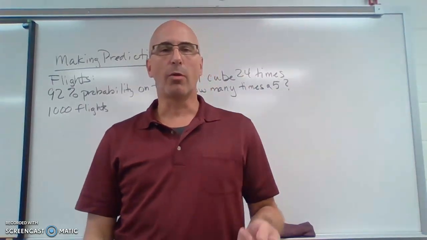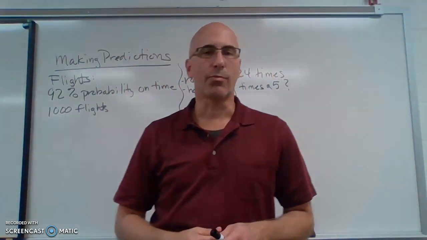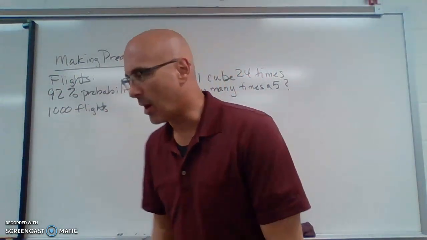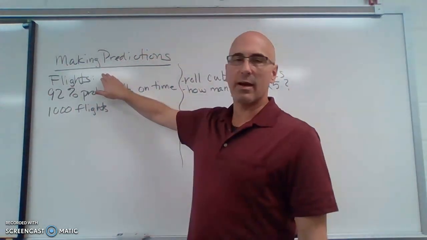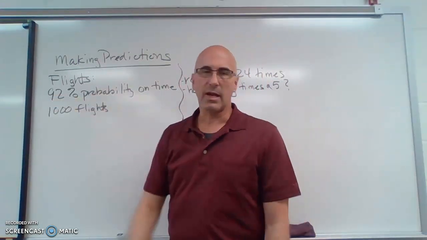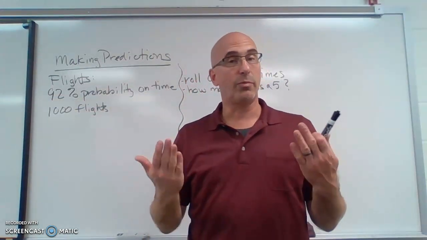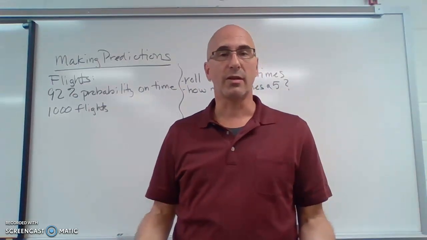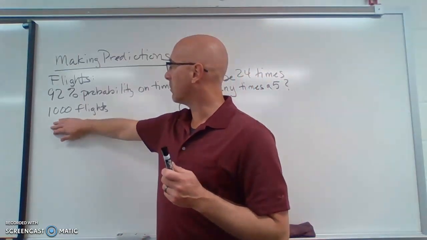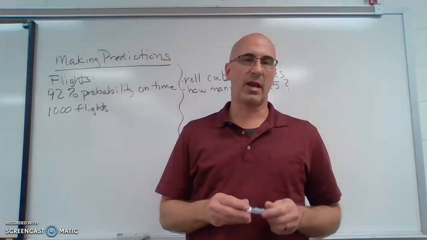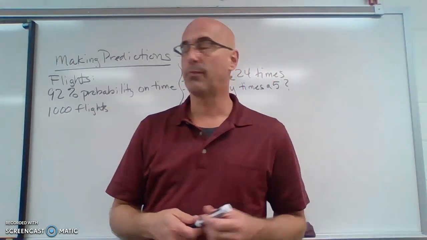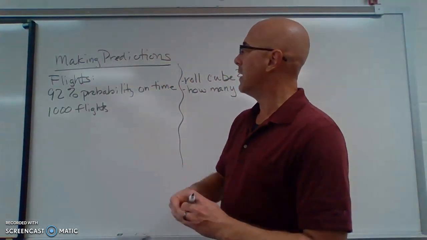Today we will be talking about making predictions using probability. So we'll do two examples and then we'll be able to practice some problems. All right, so say we have an airline and it's talking about its flights. It says that there is a 92% probability that they will be on time, 92%, or 92 out of 100. So if this airline has 1,000 flights in any one day, how many of them could you predict will be on time? So here's how you will figure that out.